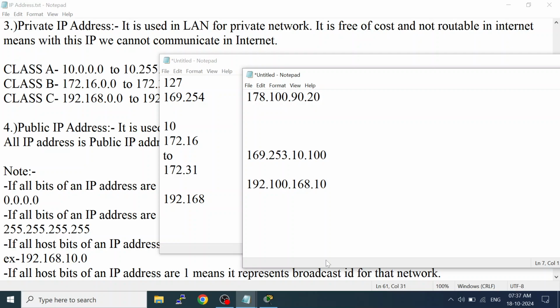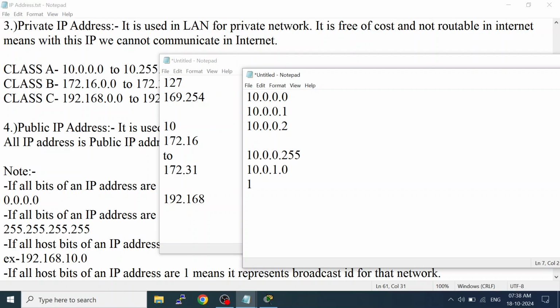So I hope the types of IP address are clear. And always keep in mind how IP addresses work. For example, you start with 10.0.0.0. This will be the first IP. Second, 10.0.0.1, 10.0.0.2, and so on till 10.0.0.255.